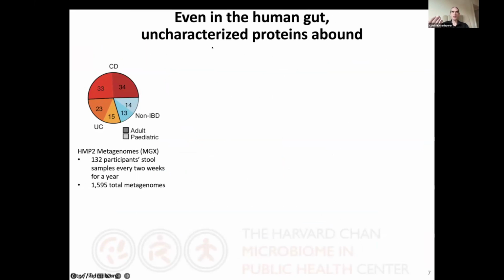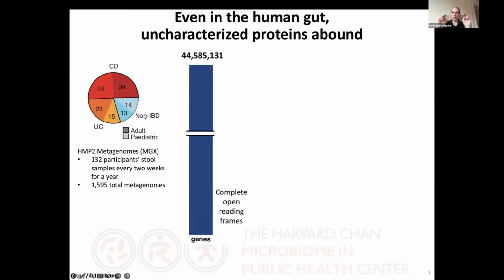let alone less studied environments like developing populations, most protein families are uncharacterized. If we use the Human Microbiome Project's second set of data as an example, these are drawn from either inflammatory bowel disease patients or non-IBD controls. They're longitudinal samples. We have about 1,600 metagenomes from 130 participants divided between Crohn's disease, ulcerative colitis, and control individuals. Even among, again, this well-studied population, we start with about 45 million complete open reading frames.